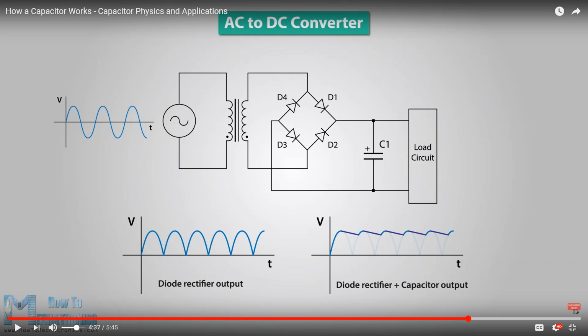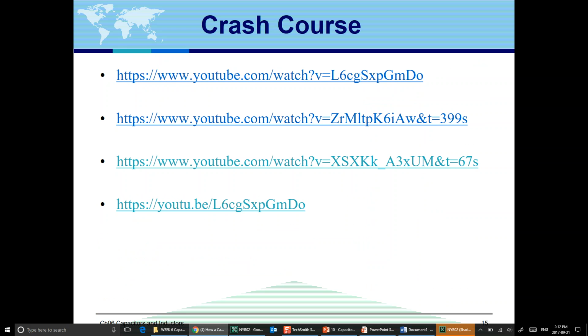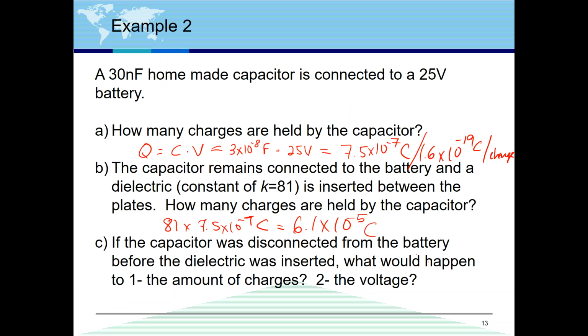Let's go back and answer those last questions, and then we'll take a break. So here it says, if the capacitor was disconnected from the battery before the dielectric was inserted, what would happen to, one, the amount of charge, and two, to the voltage? Who can tell me that?